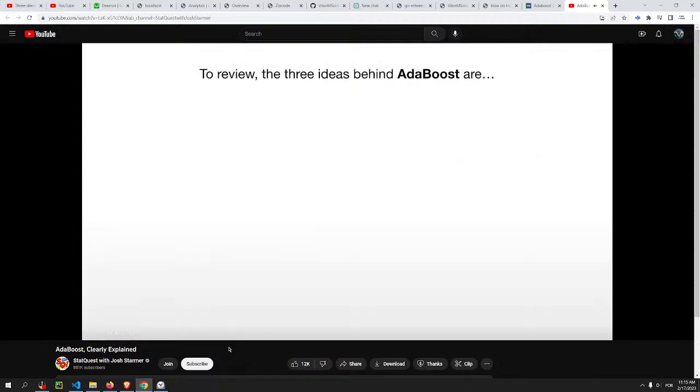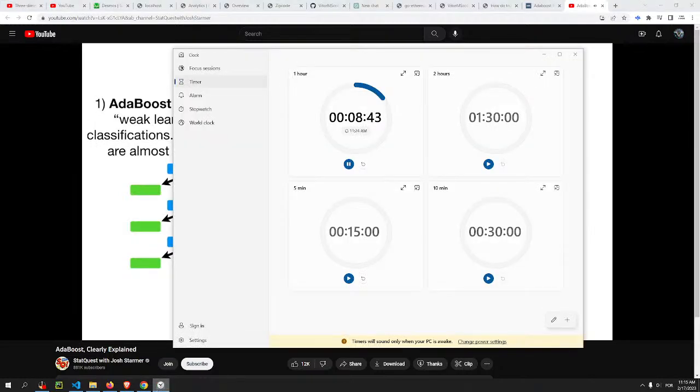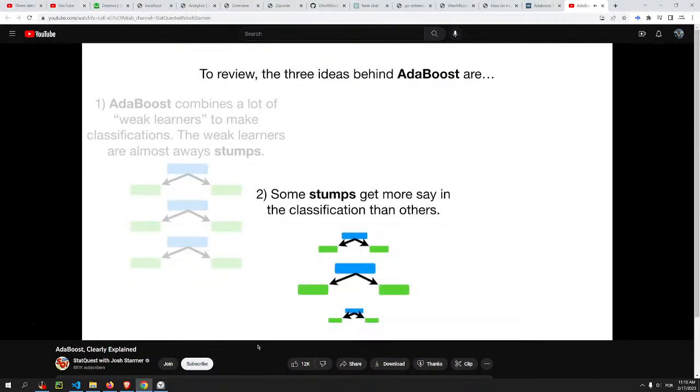To review, the 3 ideas behind AdaBoost are: 1. AdaBoost combines a lot of weak learners to make classifications. The weak learners are almost always stumps. 2. Some stumps get more say in the classification than others.